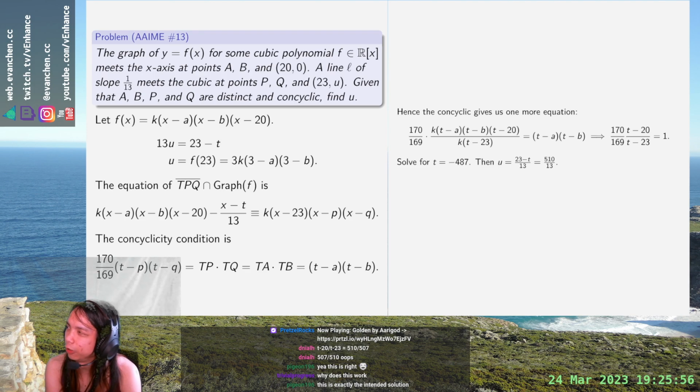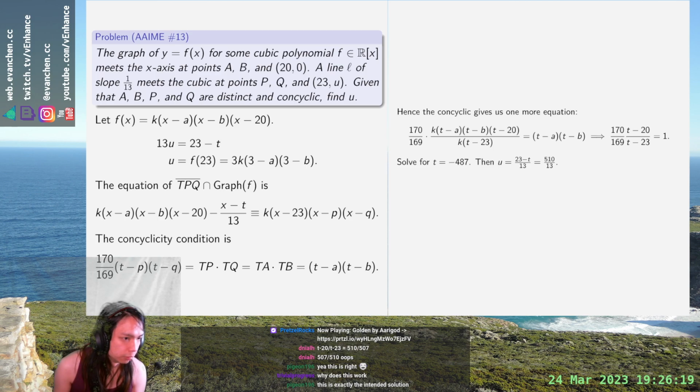So the 23 comma u doesn't come in until the very end. It's basically like if you have a cubic. No, but you need a 23. I see. You need a 23 because it's the other intersection point. But you don't care about little u until the end. And you never use, you don't need to get a or little b. You just get t directly. And if you have t, then of course you have little u. This is exactly the intended solution. This is a very nice problem. Wow, I'm impressed. Great problem.